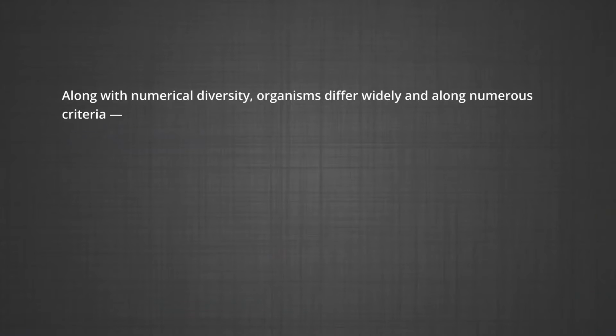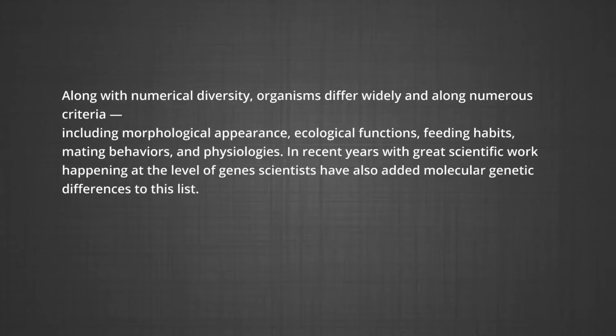Along with numerical diversity, organisms differ widely along numerous criteria, including morphological appearances, ecological functions, feeding habits, mating behaviors, and physiologies. In recent years, with great scientific work happening at the level of genes, scientists have also added molecular genetic differences to this list.